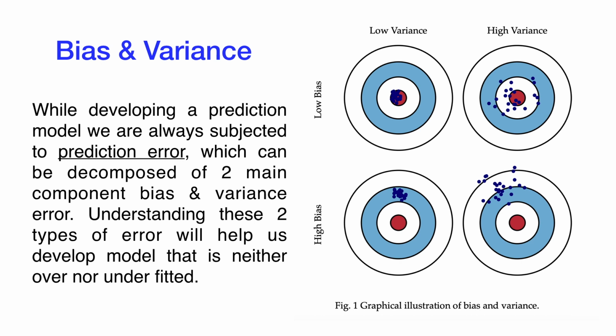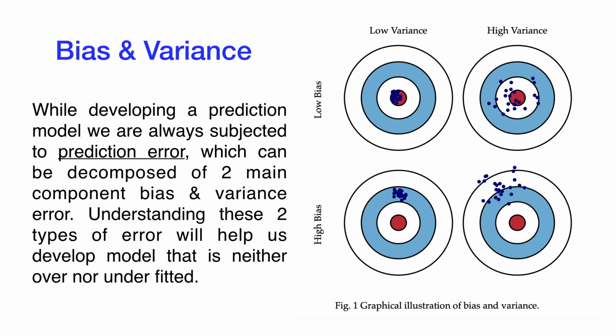Let's look at these four bullseyes. The two on the top have low bias and the two in the bottom have high bias, and the two on the right have high variance and the two on the left have low variance. Now, what is high variance? If the data points are spread all over, then we say it's high variance, and if the data points are concentrated in one location, we say it has low variance.